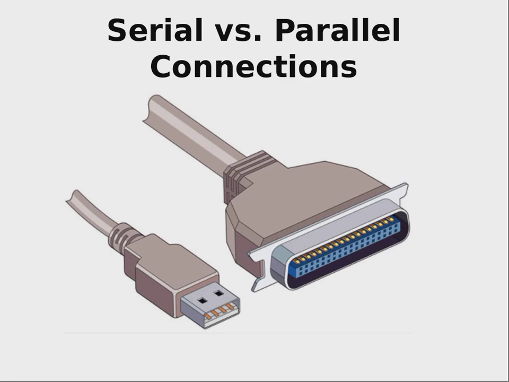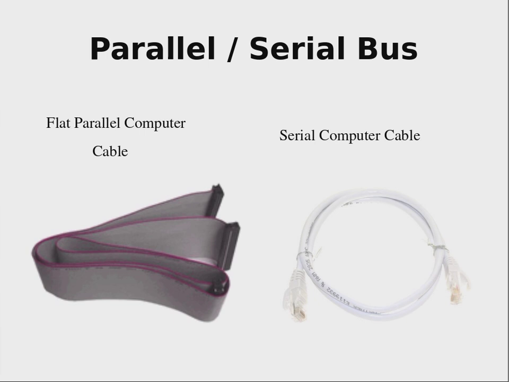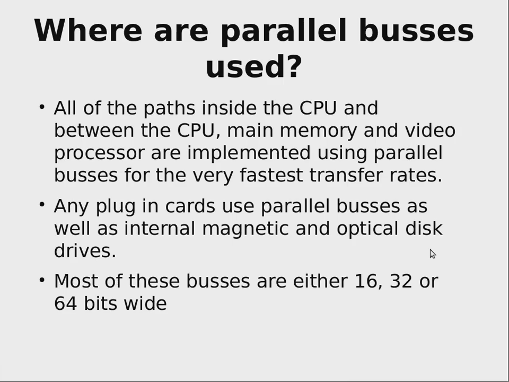So the minimum number of wires in a serial bus would be only 2, but for example duplex mode is where one device sends and another device receives simultaneously. You have 2 pairs of these wires, and then you may have even more. But in general, cables for parallel buses look like this, and cables for serial buses look like this.